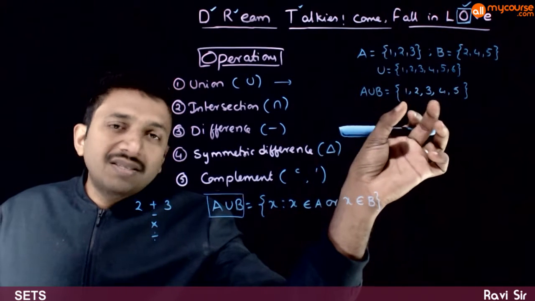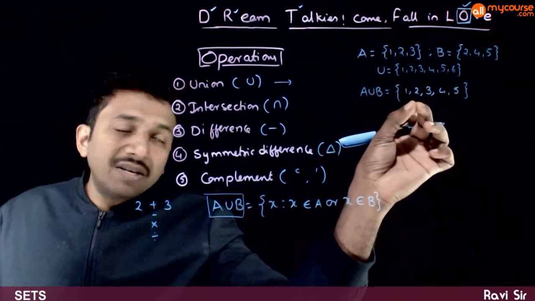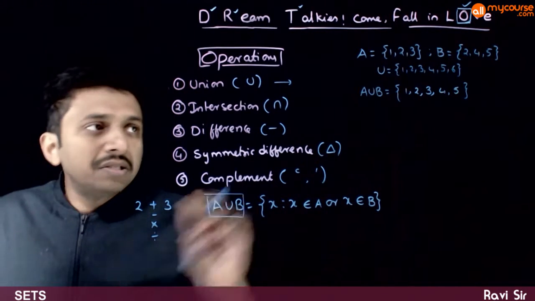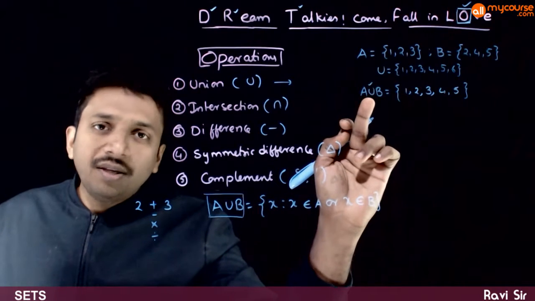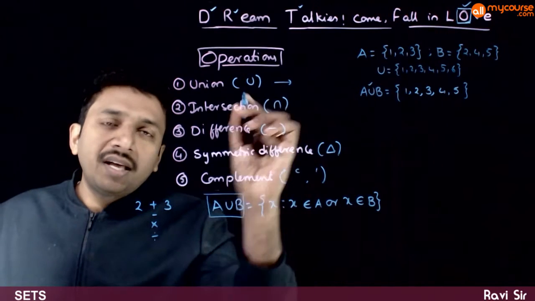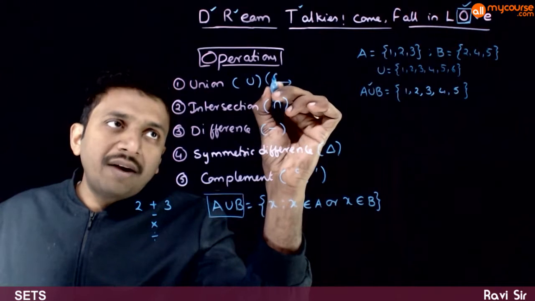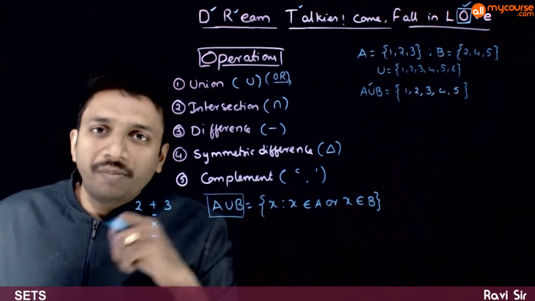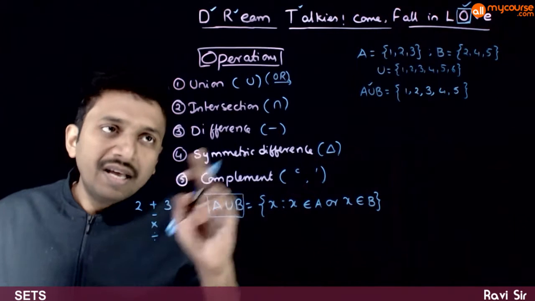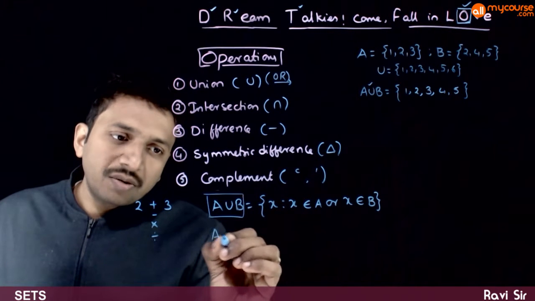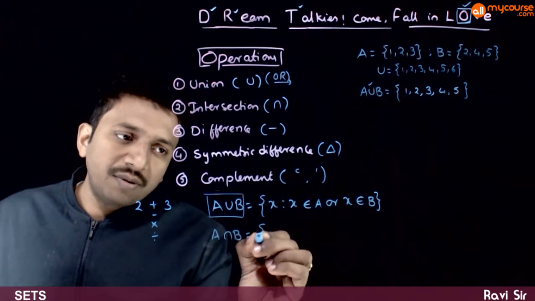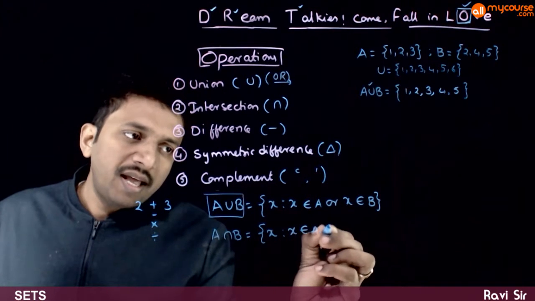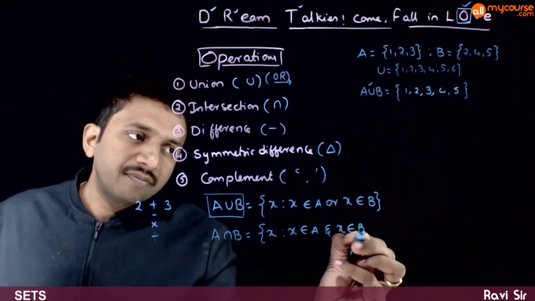So A union B is the set of elements which belong either to A or to B. So we denote it by U. U denotes union, and for union you have to remember the word or. Union means either A or B. Okay. Next, let us go for intersection. So A intersection B is equal to the set of X such that X belongs to A and X belongs to B.